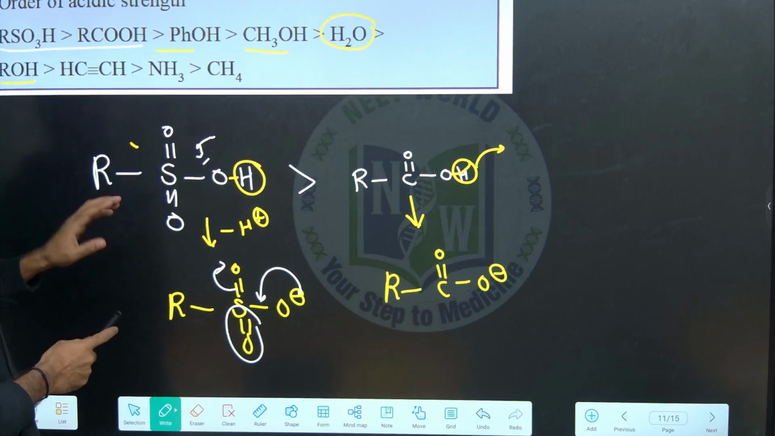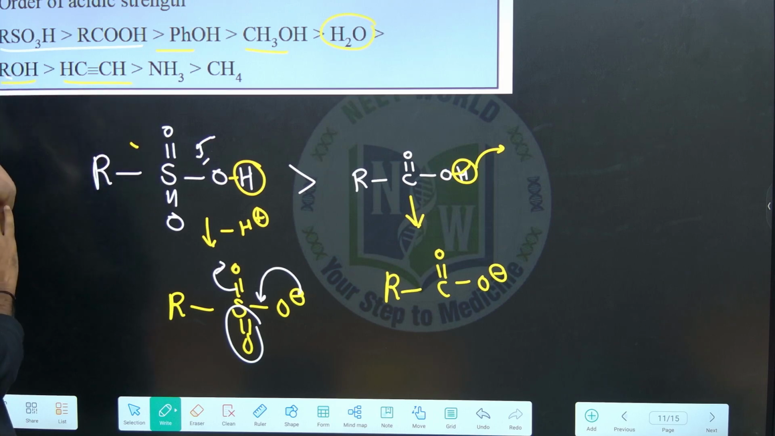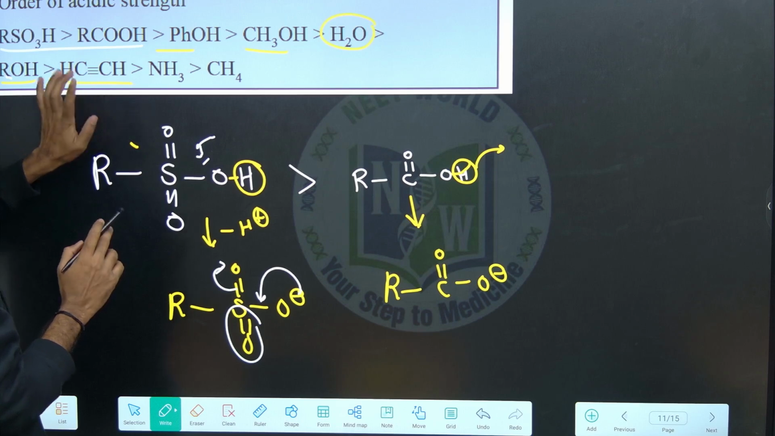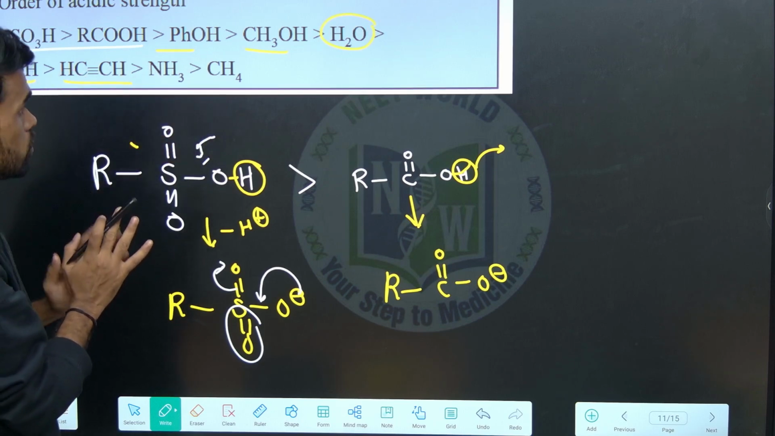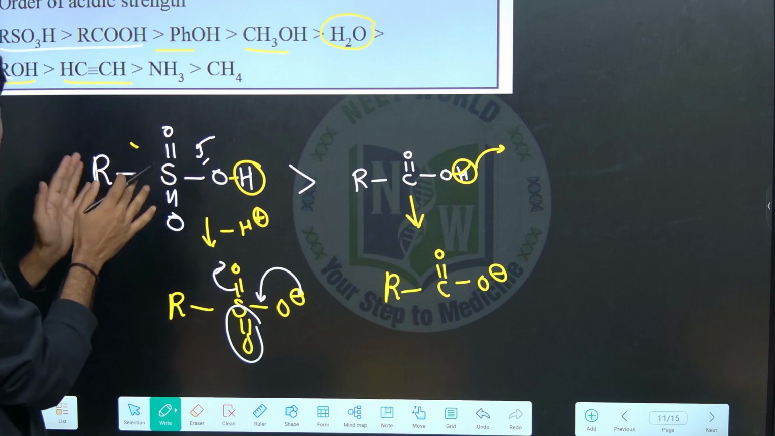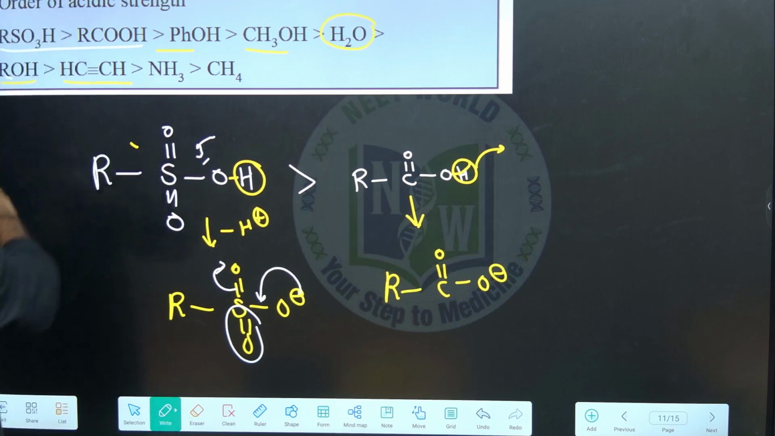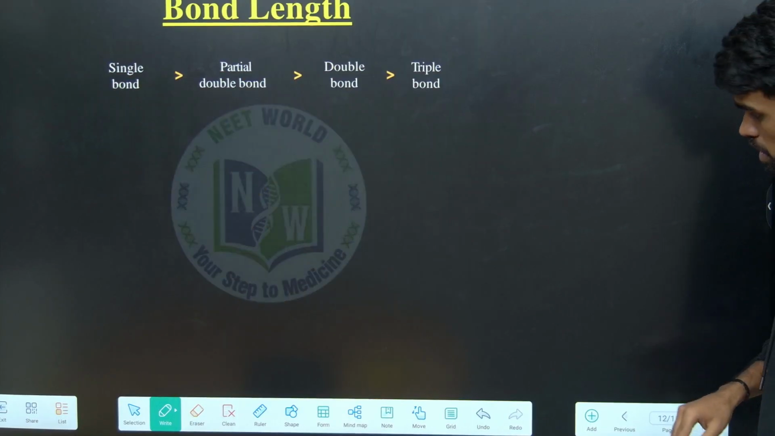Now when we compare alcohols and alkynes, alcohols are more acidic. When we compare alkynes with amines, alkynes are more acidic, and amines, like ammonia, are more acidic than methane. So this is how we need to write the order. This is an important order, so just make a note or take a screenshot of this. This will be very useful. I hope you are following the class very effectively. This will be helpful for you.